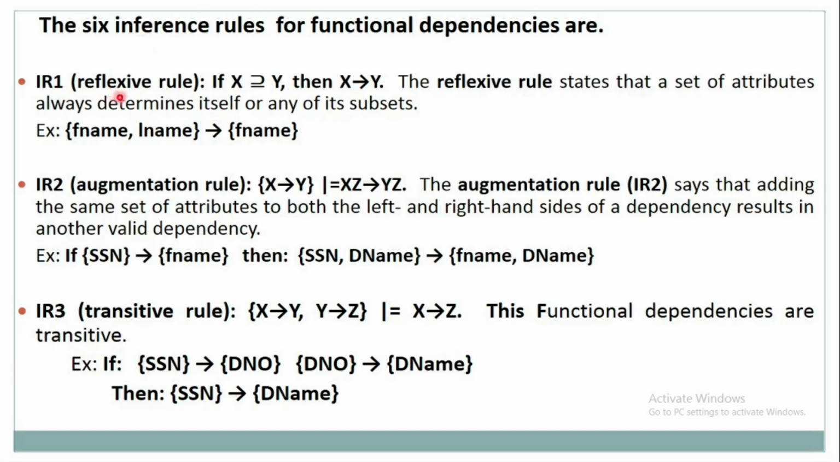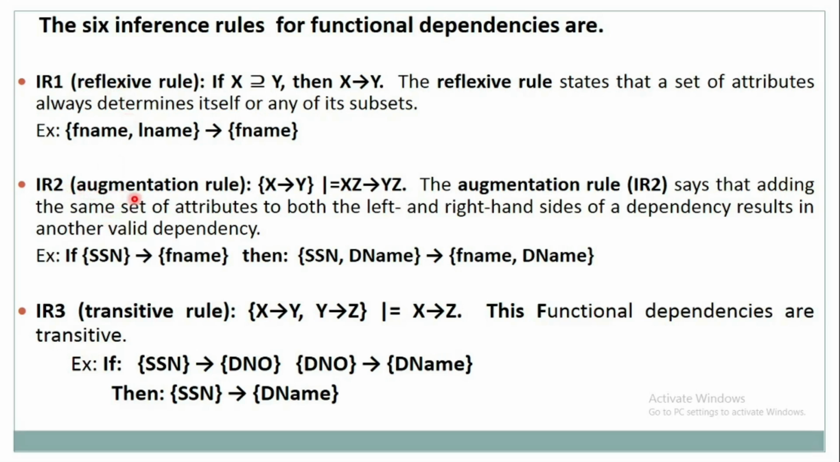The first one is the reflexive rule. If Y is a subset of X, then X can determine Y. So the reflexive rule states that a set of attributes always determines itself or any of its subsets. For example, first name and last name can determine first name, which means an attribute can determine itself. That rule is called the reflexive rule.